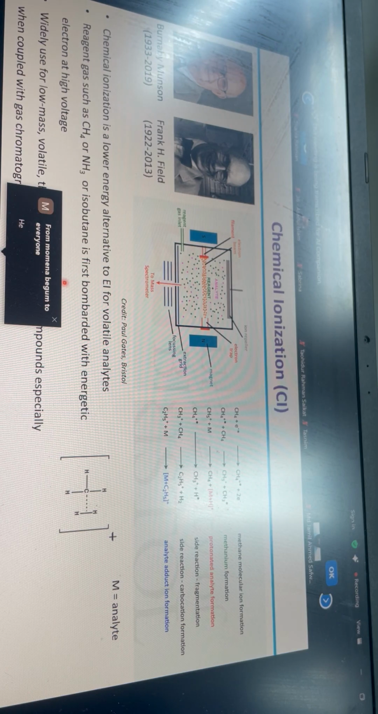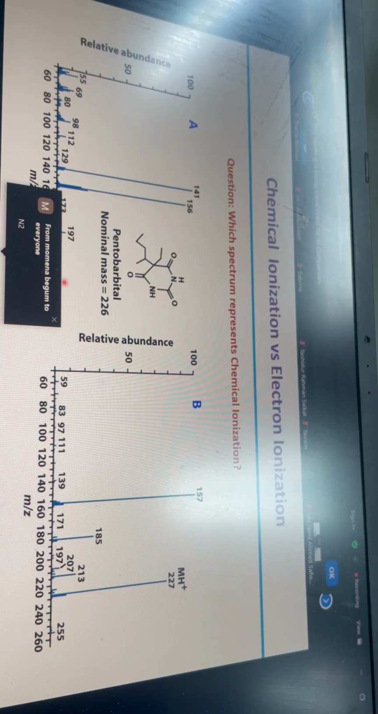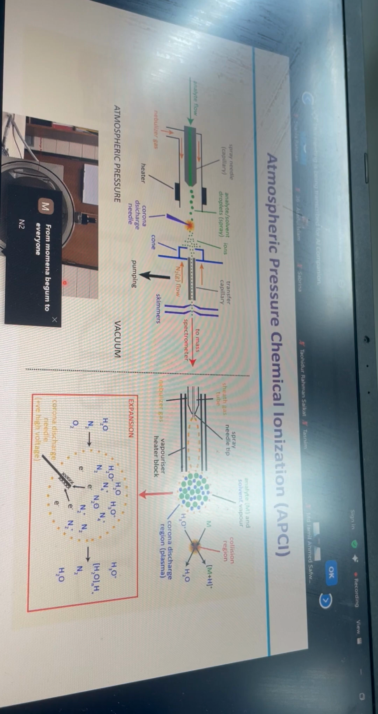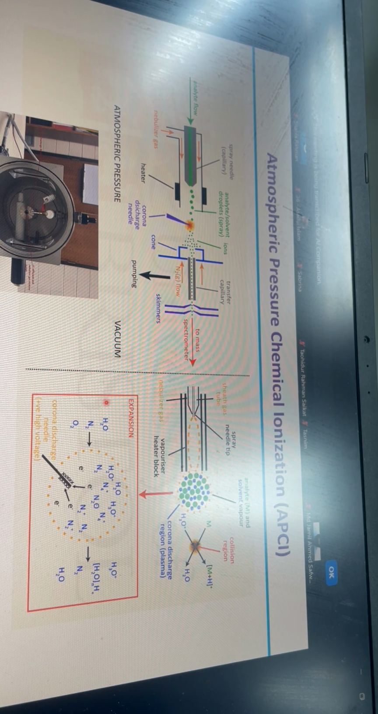Do you know any very cheap inert gas? Not helium. Yes, correct. That means now you are thinking as an analytical chemist. Okay. Now you can make a new method. So then what did you think? Exactly, they thought that instead of using methane or isobutane or ammonia, why not use nitrogen? So then another technique was created that's called atmospheric pressure chemical ionization.